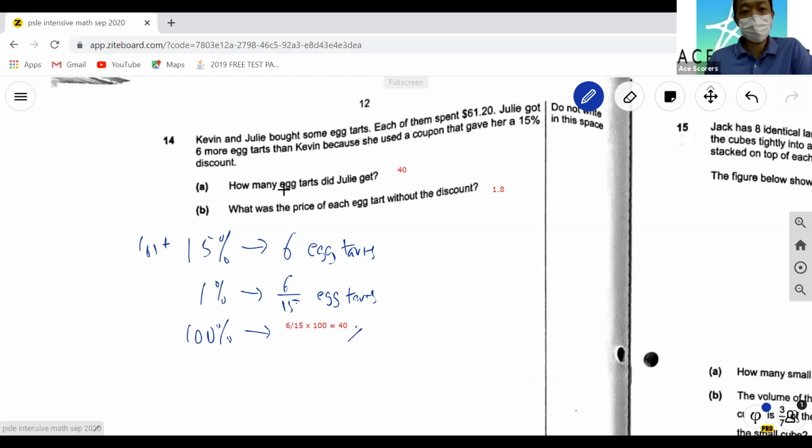Okay, so the next part: what was the price of each egg tart without the discount? So you bought 48 cards for. Very easy. How to do?